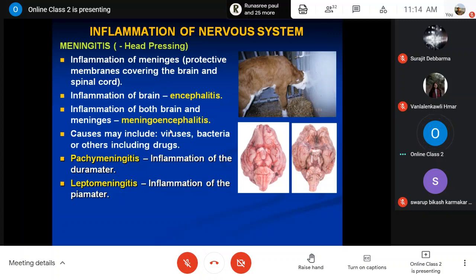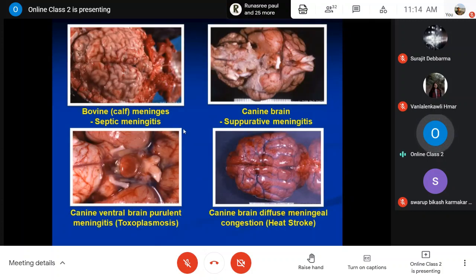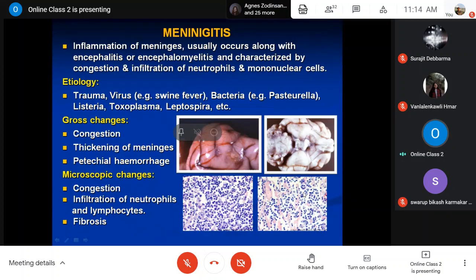These are some photographs showing different types of meningitis: septic meningitis, then suppurative meningitis with pus formation and abscesses. Here the ventral portion of the brain shows purulent meningitis. Another brain shows diffuse meningeal congestion, with severely congested meninges, the outer protective covering of the brain.